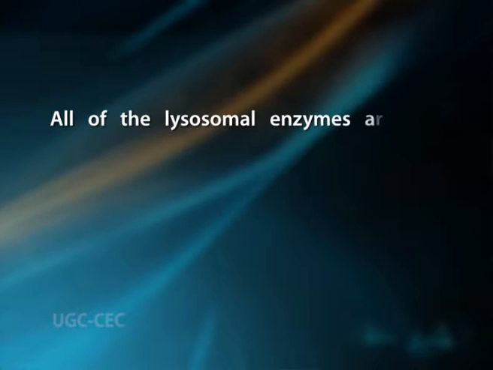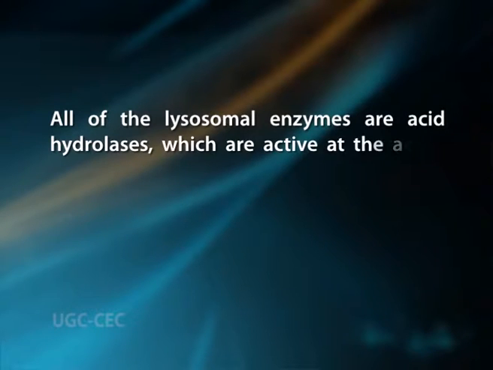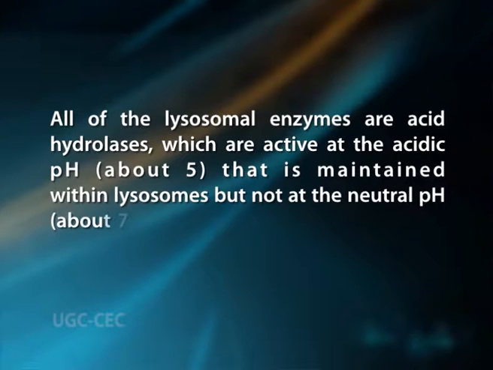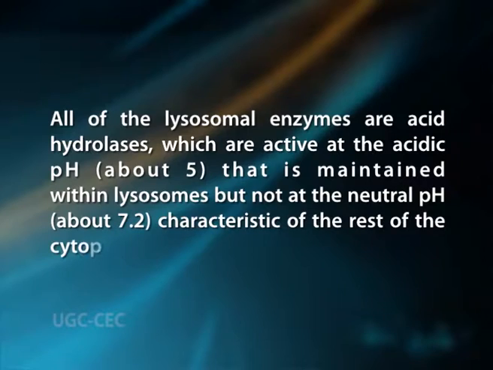All of the lysosomal enzymes are acid hydrolases, which are active at the acidic pH that is maintained within lysosomes, but not at the neutral pH characteristic of the rest of the cytoplasm. The requirement of these lysosomal hydrolases for acidic pH provides double protection against uncontrolled digestion of the contents of the cytosol. Even if the lysosomal membrane were to break down, the released acid hydrolases would be inactive at the neutral pH of the cytosol. To maintain the acidic internal pH, lysosomes must actively concentrate protons.